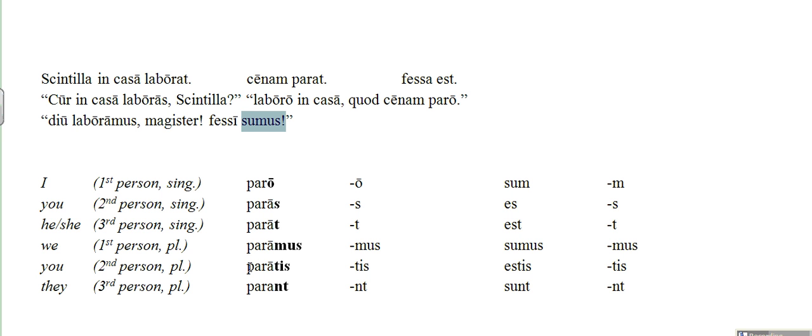Or you can say, collaboratis, pueri. Why are you working? Collaboratis, pueri. Let me write that. Latin has a different form for the plural you than for the singular. For singular, cur in casa laboras, but collaboratis, pueri.